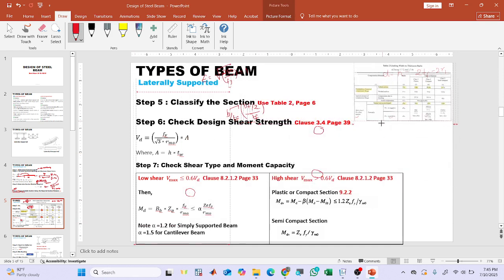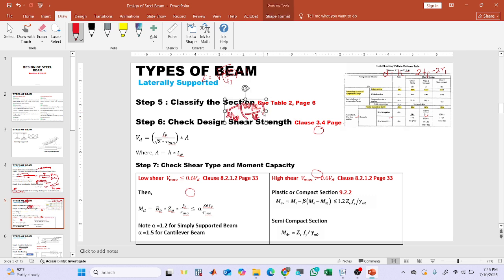After the section classification has been done, we will check the shear strength of our beam. For shear strength, we will determine Vd, which is defined as Fy over root 3 gamma m naught, into the shear area.